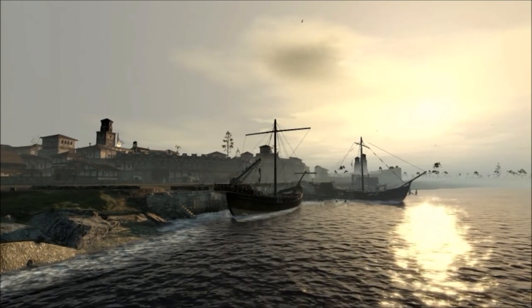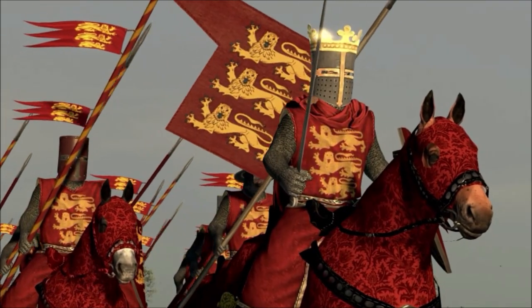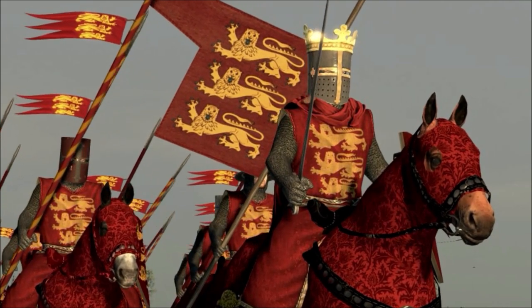The destruction of this French fleet once again raised John's hopes, and so he again began preparing for an invasion of France to reconquer his lost lands.